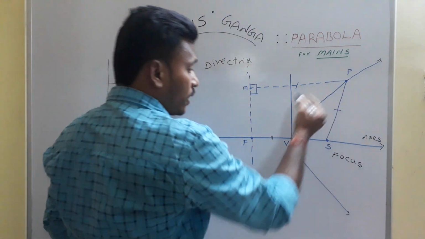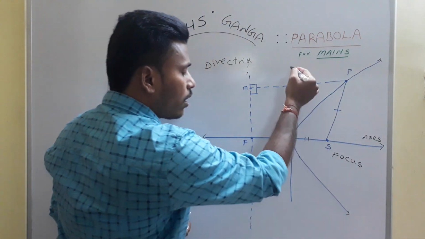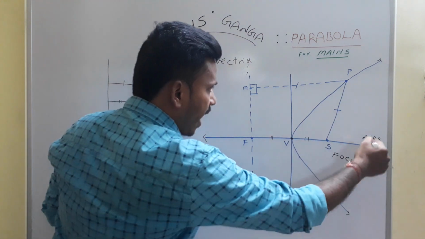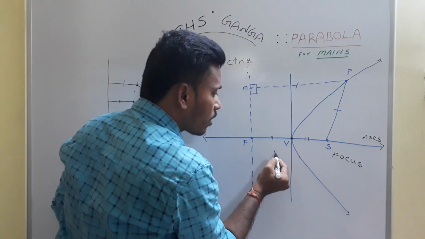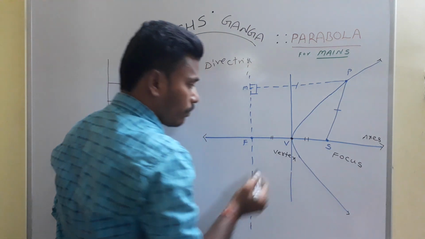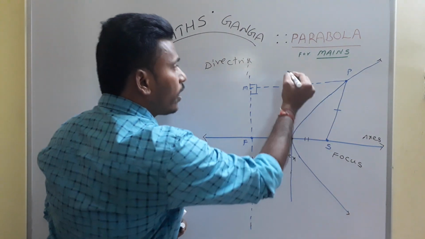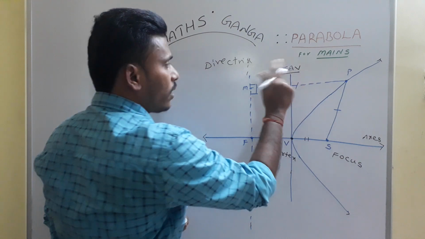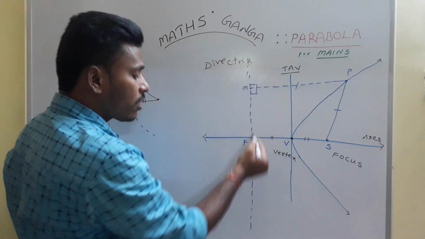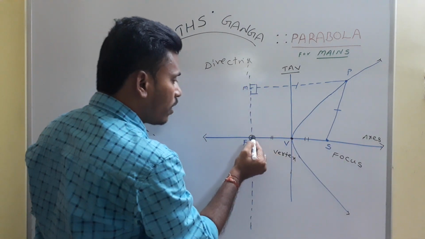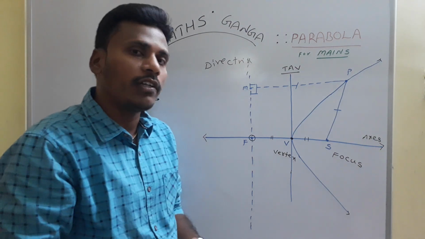This is the axis and this is the curve. The point of intersection of the axis with the curve is termed the vertex of the parabola. And if you draw a tangent at this vertex for the parabola, that is called the tangent at the vertex. And the point of intersection of the directrix with the axis is termed F, which is usually called the foot of the directrix.